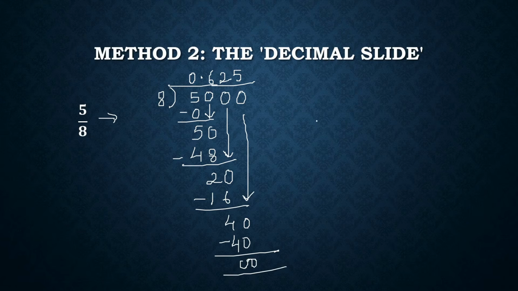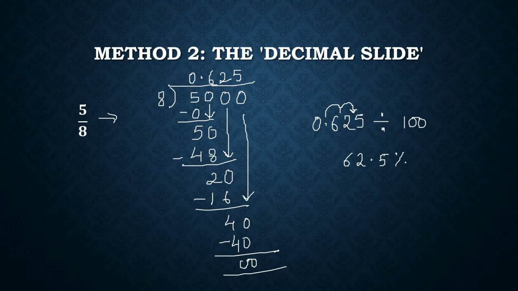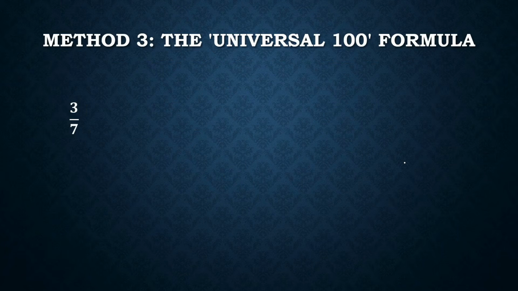So the answer is going to be 0.625. As I told you, the denominator should always be 100. That means it should be divided by 100. We know that when we do the division by 100, we just need to shift our decimal towards the left and we'll shift 2 places. So the answer will become 62.5 percentage.